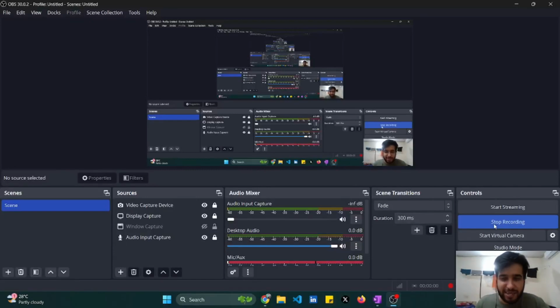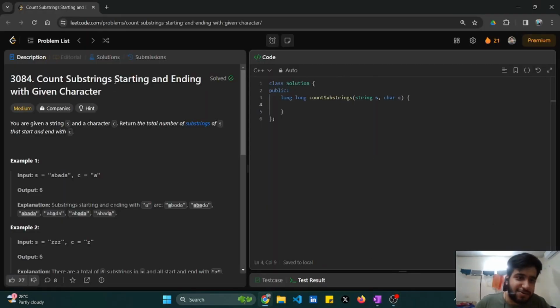So hello guys, today we are going to solve a Leetcode question that goes by the name count substrings starting and ending with given character. Okay, so it was a Leetcode contest question. The question number is 3084 and we now know about the problem statement. If we read the title again, what does the title say? Count substring starting and ending with given character.